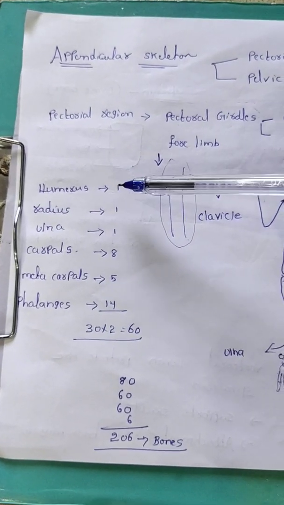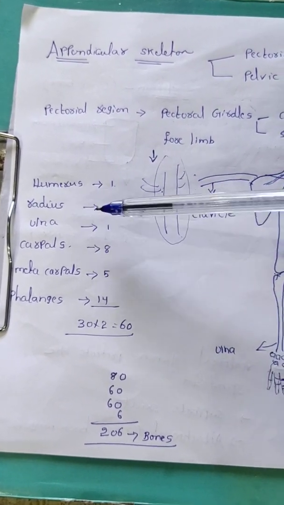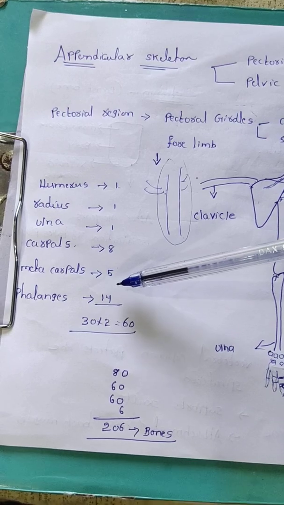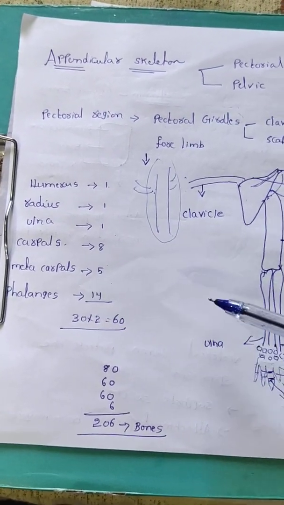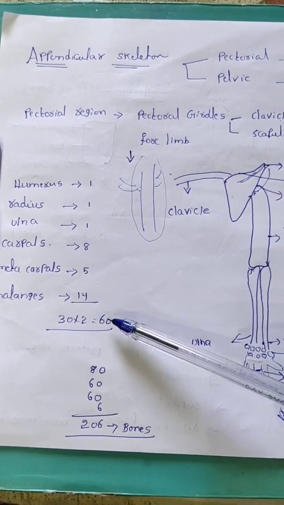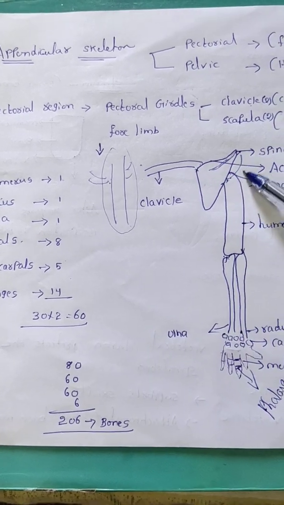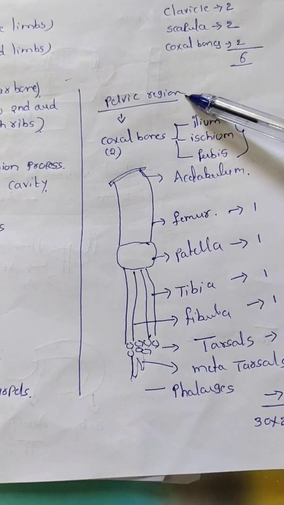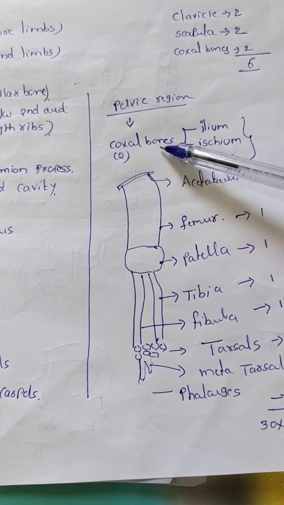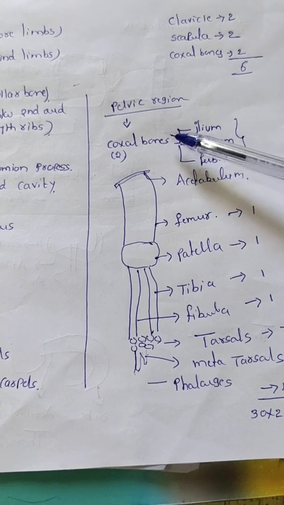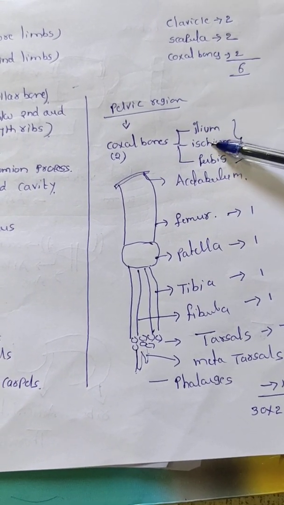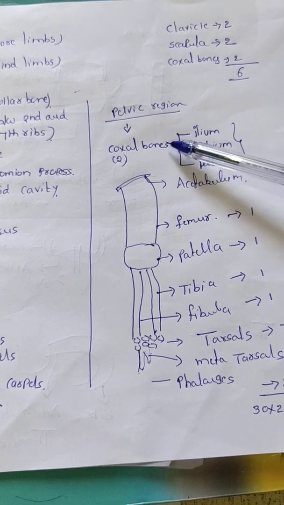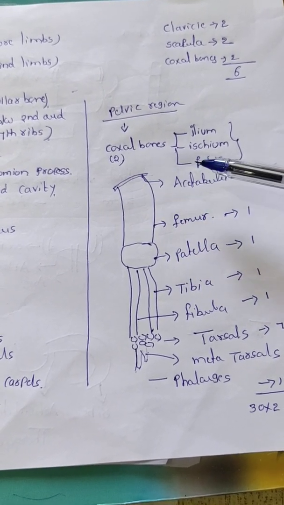That's why humerus, how many? One humerus, one radius, one ulna, carpals 8, metacarpals 5, phalanges 14, totally 30 bones are present. There are 2 hands, 30 into 2, totally 60 bones are present in the hand region. Okay, now if we go to the pelvic region, there are the coxal bones, divided into 3 bones: ilium, ischium, pubis. Ilium, ischium, pubis fuse and form the coxal bone. This coxal bone has a cavity, that is called the acetabulum.